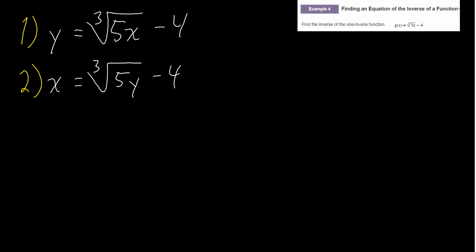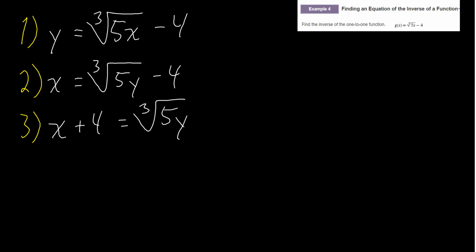Step 3, we're going to solve for y. Now, let's do this a little slower than we have been doing in our head. So we're going to add 4 to both sides. So x plus 4 is equal to the cube root of 5y.